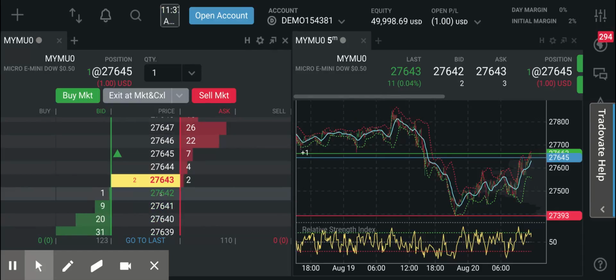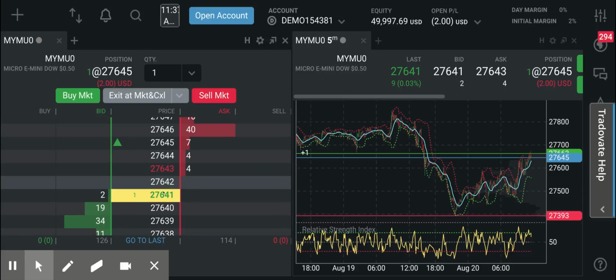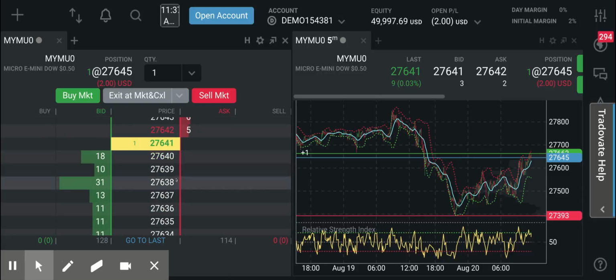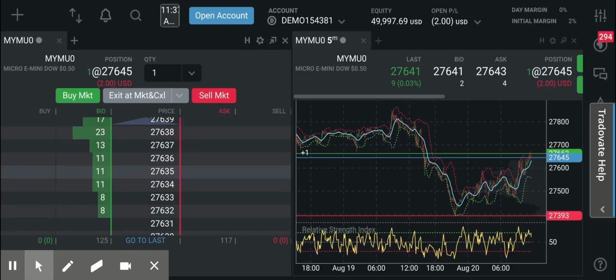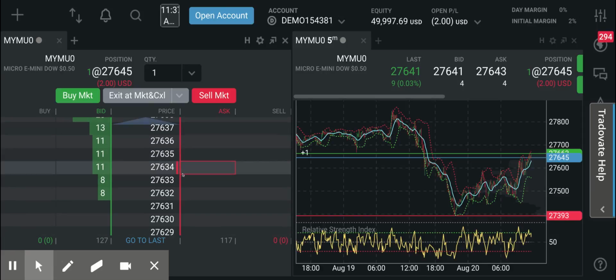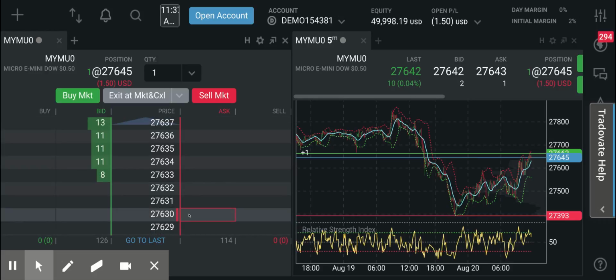So if you're a trader that plays the breakout, what I would do is I would come down here and set maybe a 15-point stop loss. So you can go down here and I would set a stop loss around 27,630. Now, if you're trading on a computer, you would right click. That's how you set a stop loss.